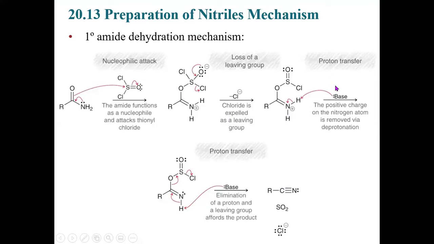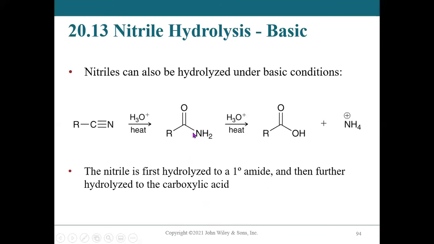Then another proton transfer deprotonates this nitrogen atom, and then we produce this intermediate. So then another proton transfer takes another H away from this nitrogen atom and expels this leaving group, which produces the nitrile. Nitrile can be hydrolyzed under basic conditions.